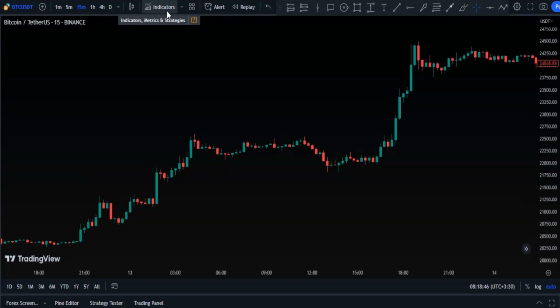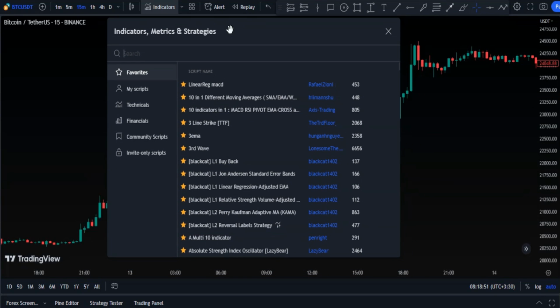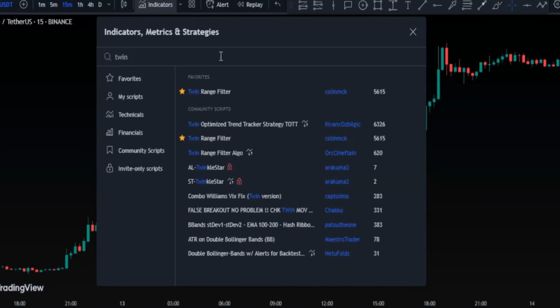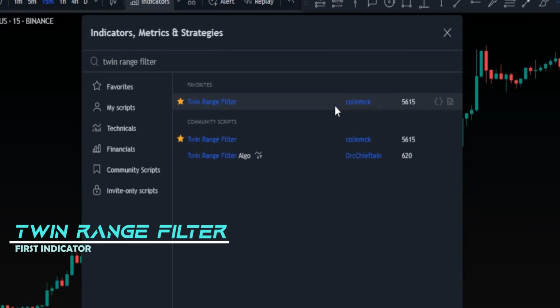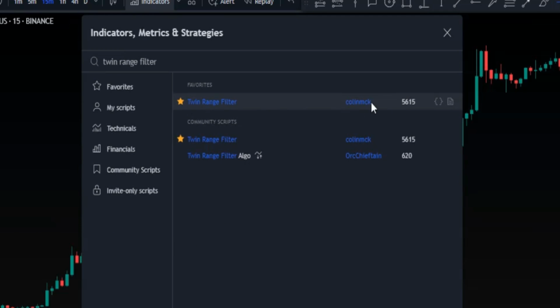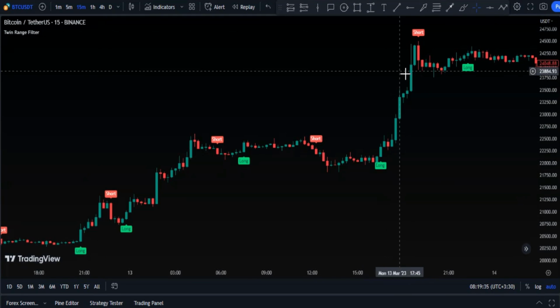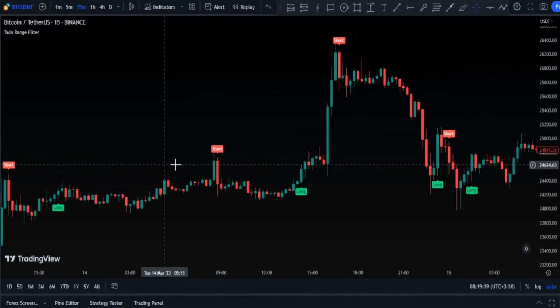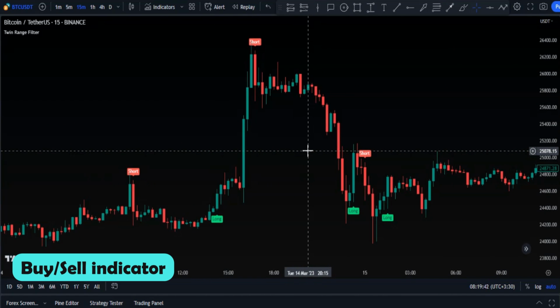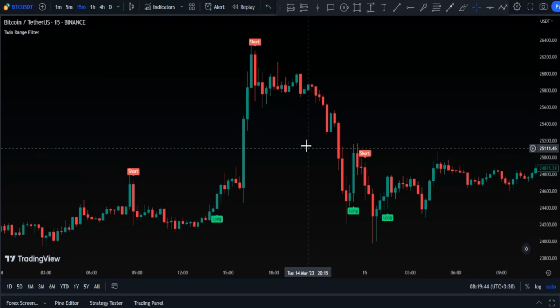In order to do that, we click on the indicators option up here in the TradingView website, and when the indicators, metrics and strategies tab opens, we type twin range filter in the search bar. And then we add this indicator to our chart. After adding the indicator to the chart, as you can see, this is just a simple buy-sell indicator, but we need to optimize it by a tiny bit.